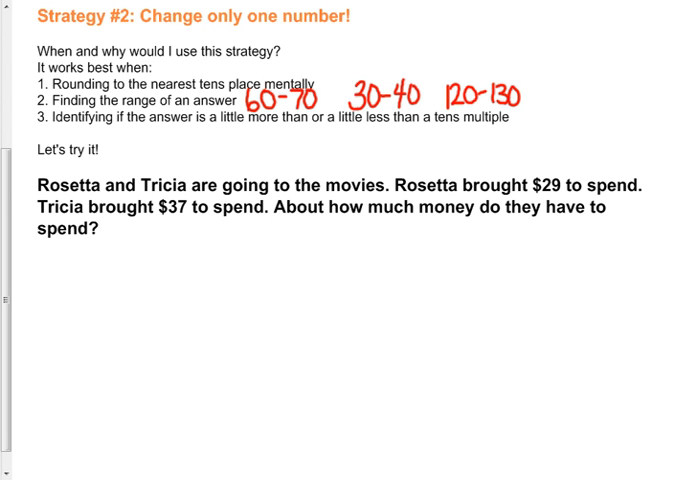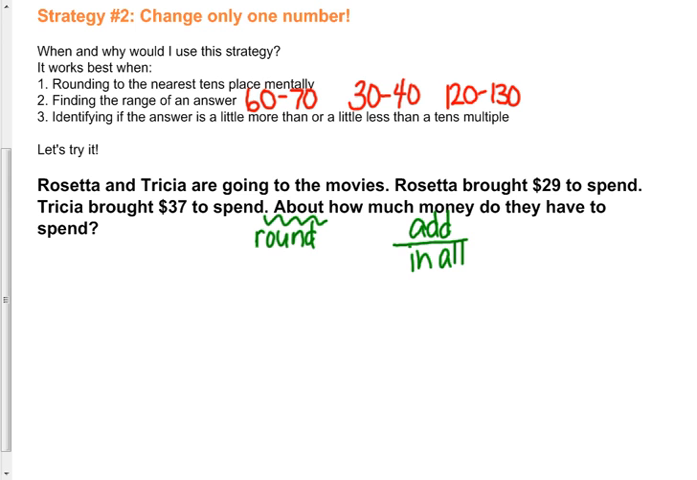So we're going to do the strategy we learned yesterday, which is identifying the keywords. So first, I know that the word about is going to tell me to round and estimate my answer. Now, I need to find out what operation I'm going to use. Yesterday, we had the words in all to tell us that we were adding. So that's one keyword that tells us to add.